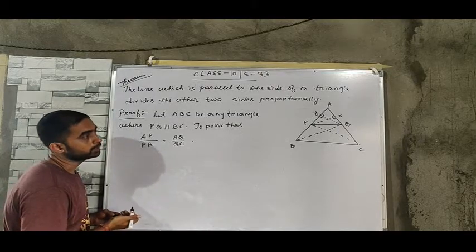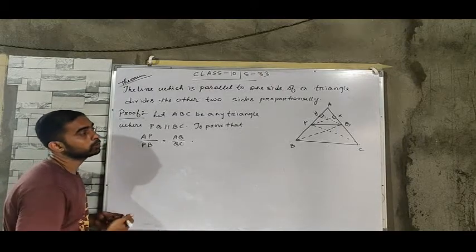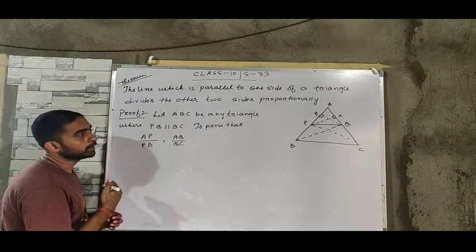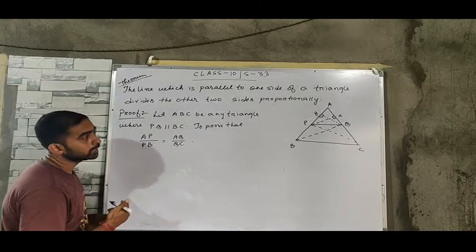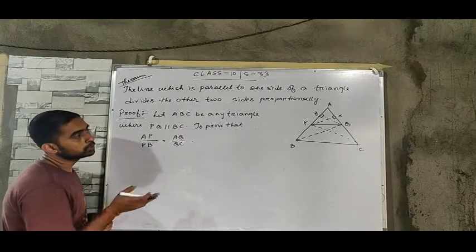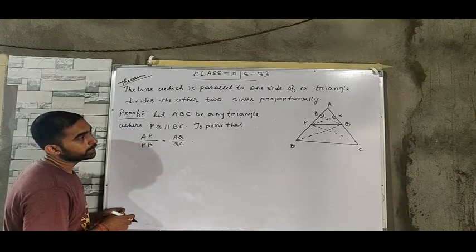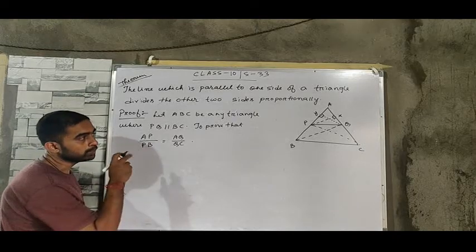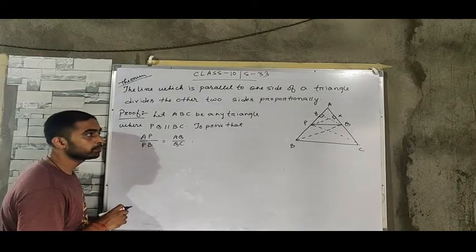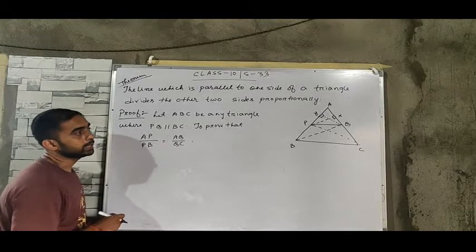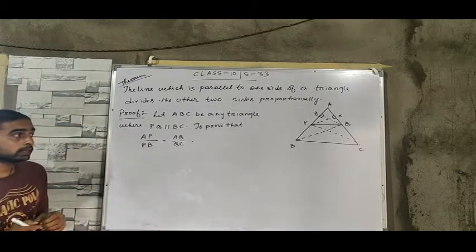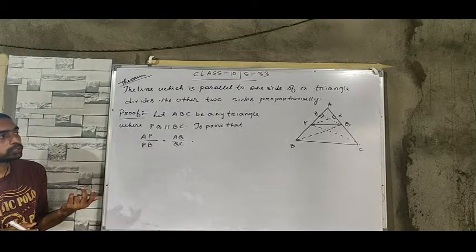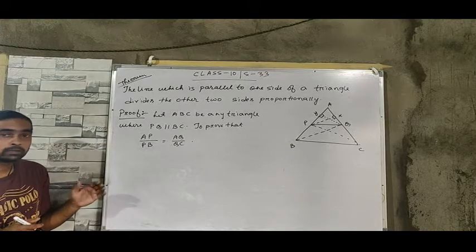Now we know that in a triangle there are three sides. PQ is parallel to one side, so PQ divides the other two sides. What are the other two sides? AB and AC. On AB the point is P, and on AC the point is Q. So P divides AB in AP by PB, and Q divides AC in AQ by QC. So it divides them proportionally: AP by PB equals AQ by QC. That is the theorem.